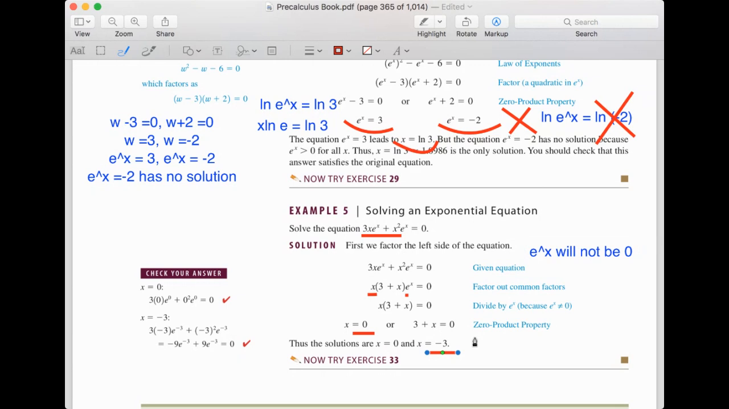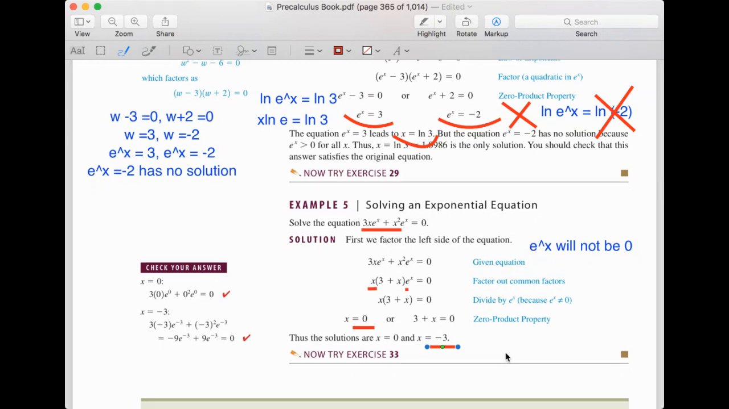Any questions? So we can check, right? If x equals 0, we check, we see we get 0 equals 0. If x equals negative 3, we plug in, we also see this equals 0. So it's always good to check. Any questions?